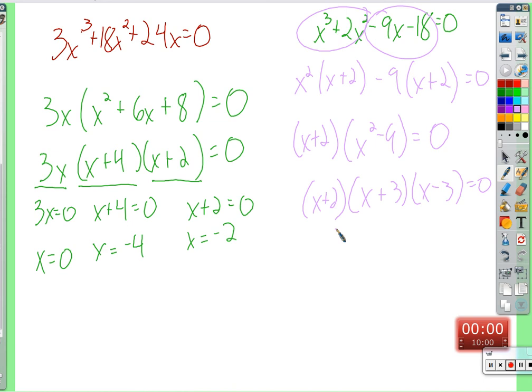Now we've got thing times other thing equals 0, so what do we do next? We set x plus 2 equal to 0, x plus 3 equal to 0, x minus 3 equal to 0. X equals negative 2, x equals negative 3, x equals 3.